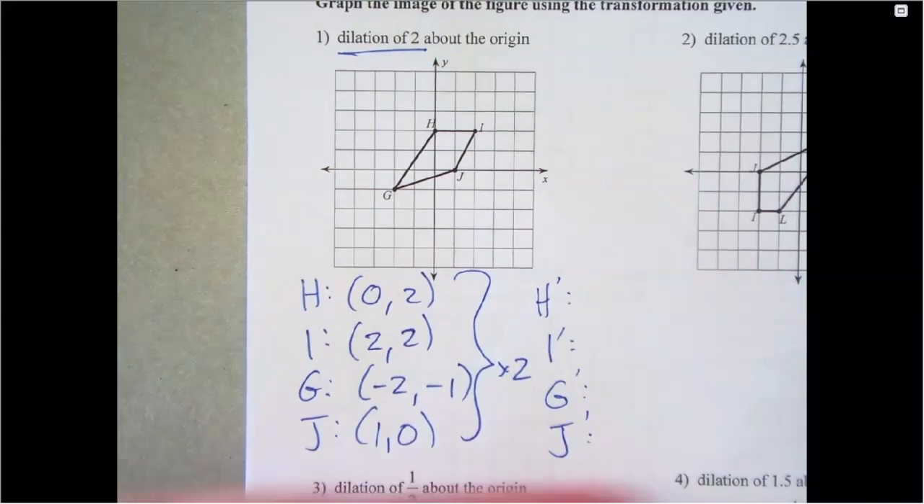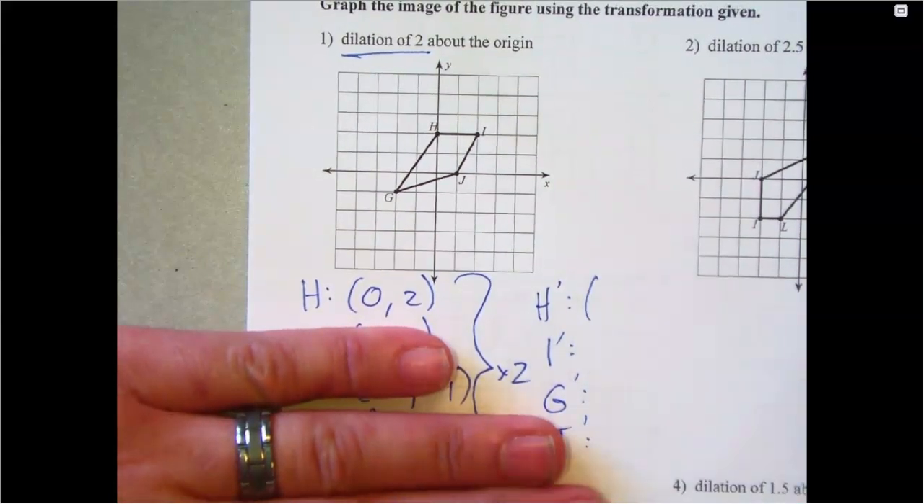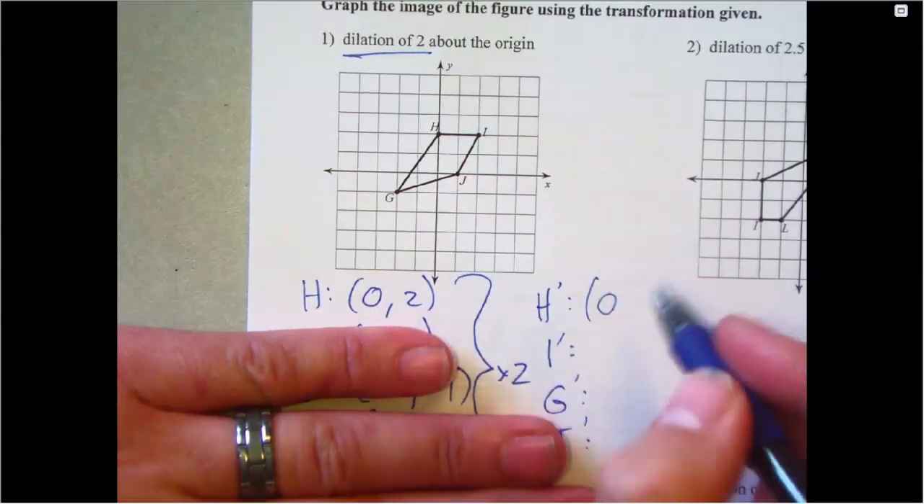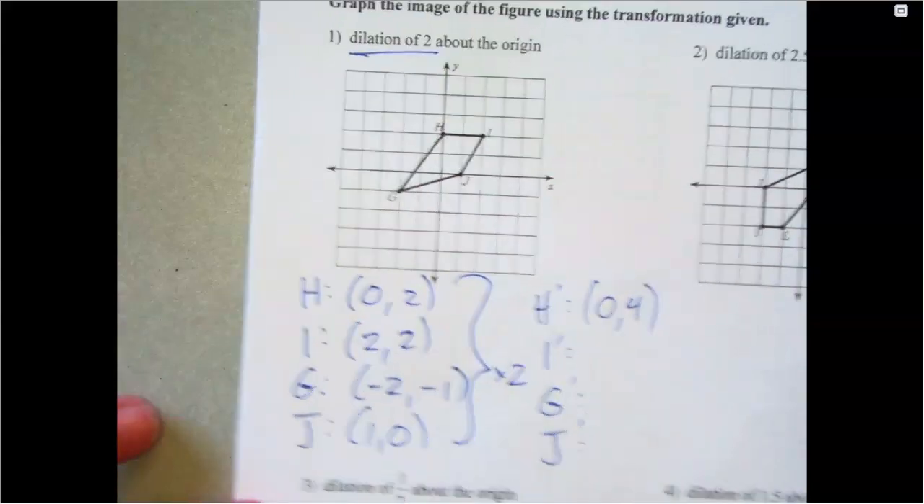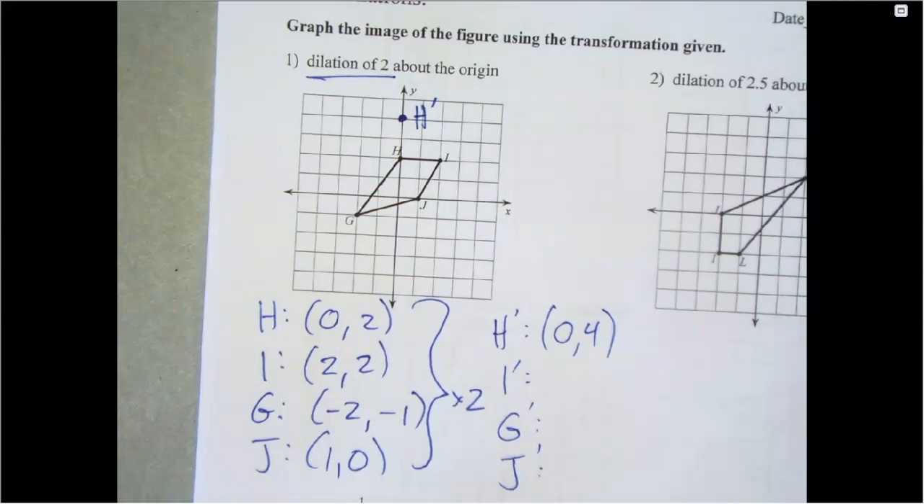It's kind of like distributing. Like that point there is 0, 2. If I double the 0, what do I get? 0. If I double the 2, what do I get? 4. So that's your H prime. So then put that on here. So you can tell it just gets further away from the board.